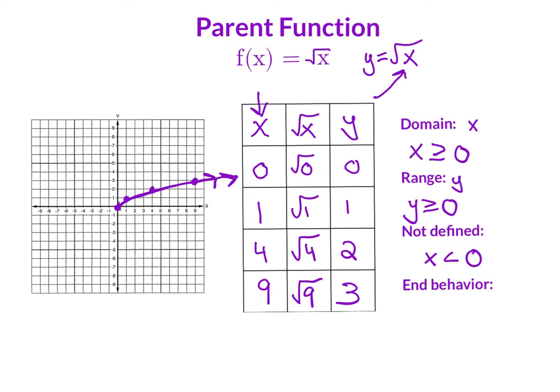And then end behavior is just describing what happens at the ends of the graph. Well, at the one end, as x approaches 0, y also approaches 0. And then the other way, as x approaches positive infinity, y also approaches positive infinity.